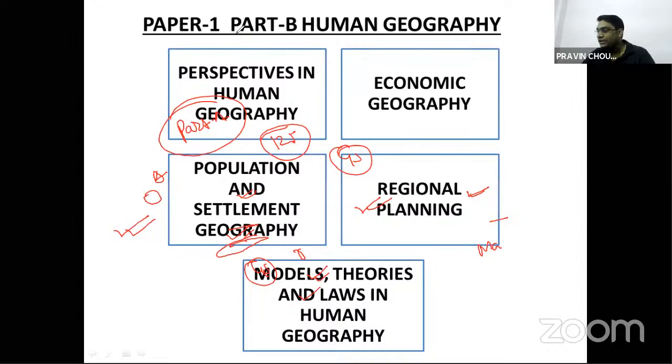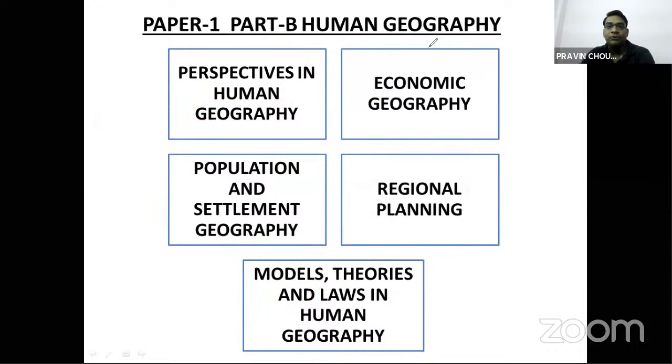is called entirely human geography. So you see in human geography what important subtopics you have to study. The first one is perspective in human geography, called geographical thought. Like the evolution of different types of concepts, areal differentiation, environmentalism, and determinism. That is called geographical thought. I will also suggest the book source for geographical thought, from where you will study all these important topics. Second is economic geography, where we study world economic affairs.